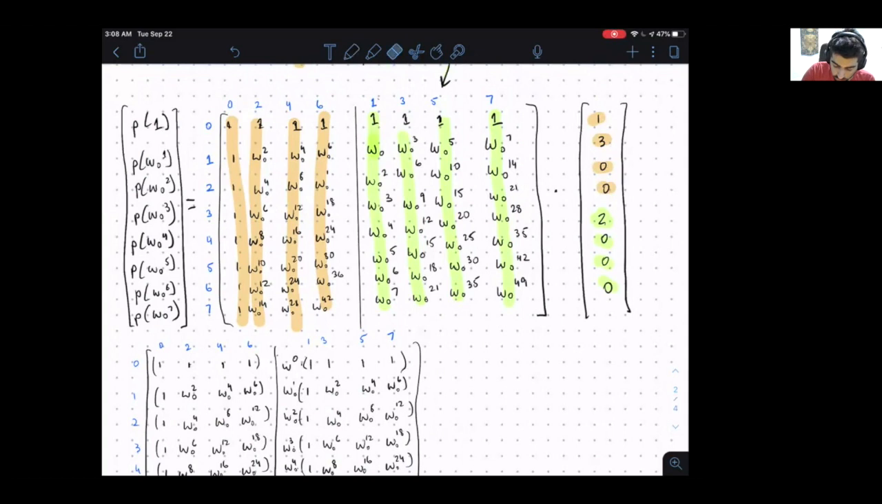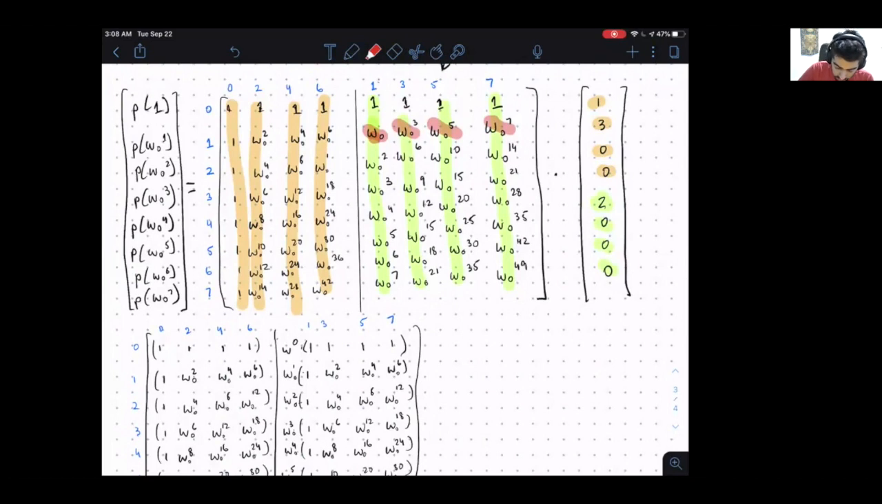So for example, for this row over here, omega naught cubed, omega naught to the 5th, omega naught to the 7th. This is the same as the row of omega naught terms that we had in the left half of the row, these ones over here, times an omega naught term. This term over here is omega naught times 1. This is omega naught times omega naught squared. This is omega naught times omega naught to the 4th, and so on.